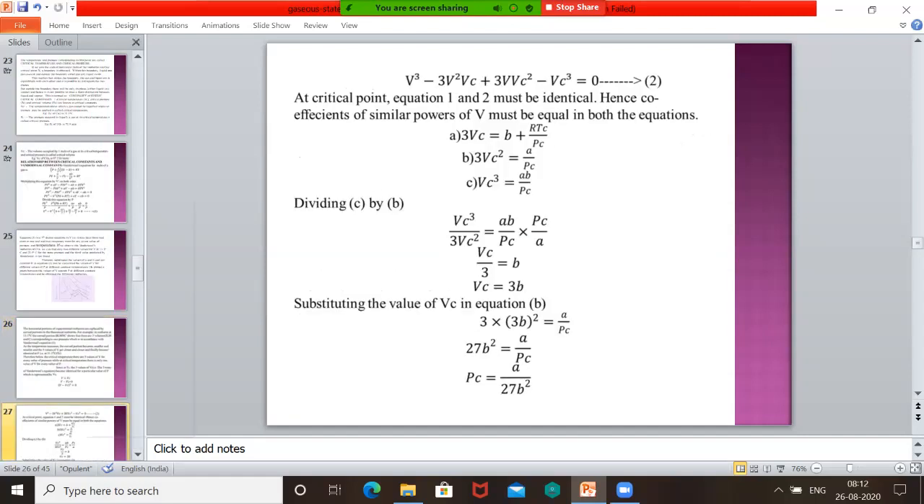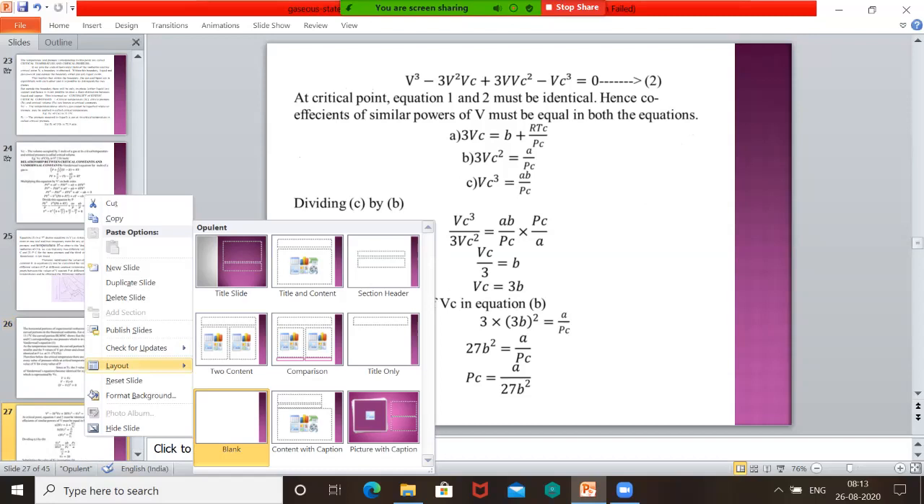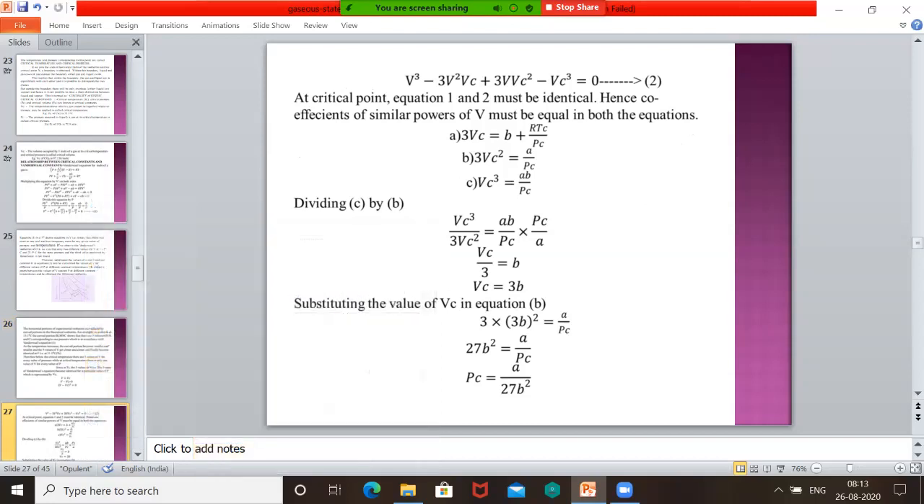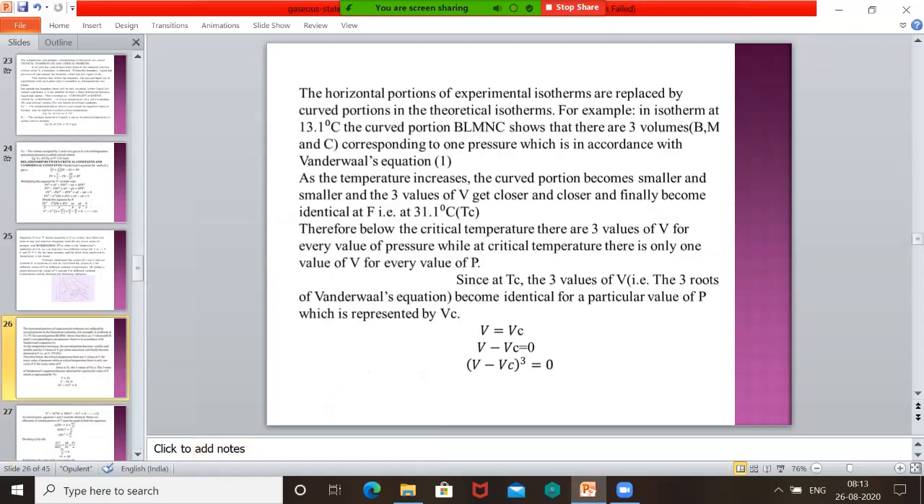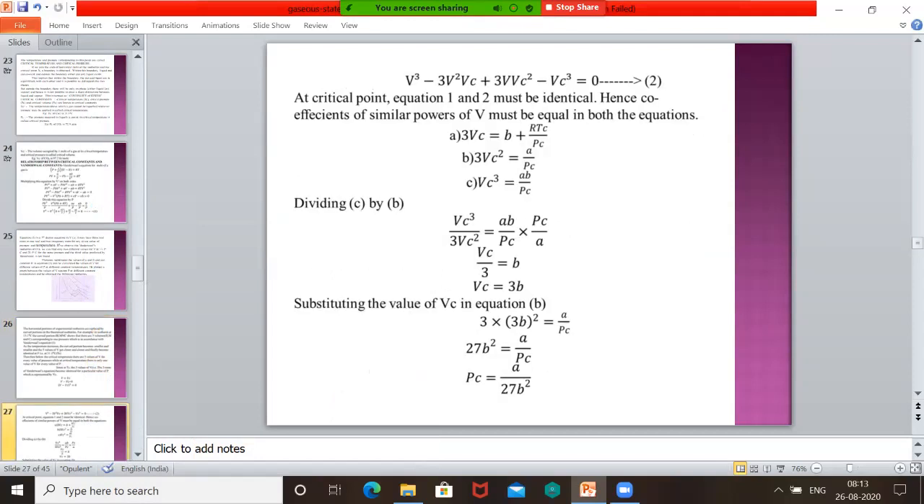We expand this equation. We take (V − Vc)³ and use the (a − b)³ formula: a³ − b³ − 3ab(a − b). So it becomes V³ − 3V²Vc + 3VVc² − Vc³ = 0.